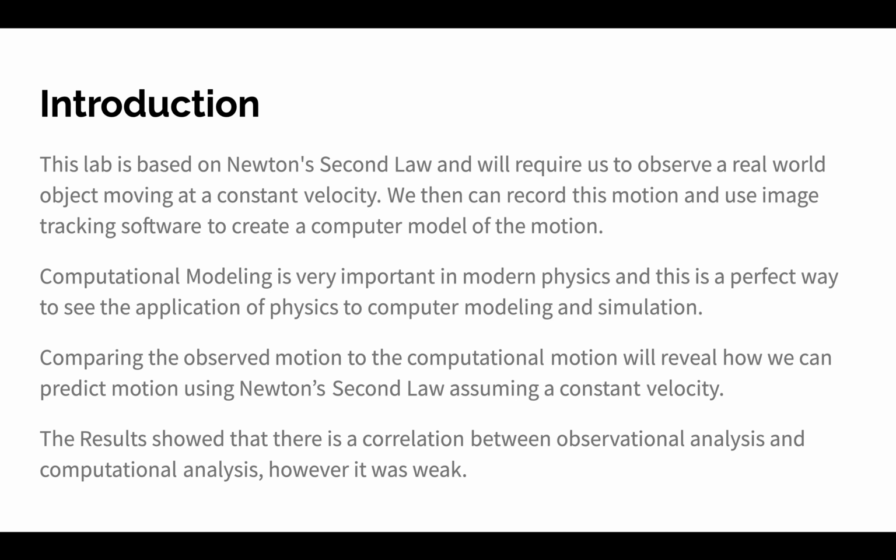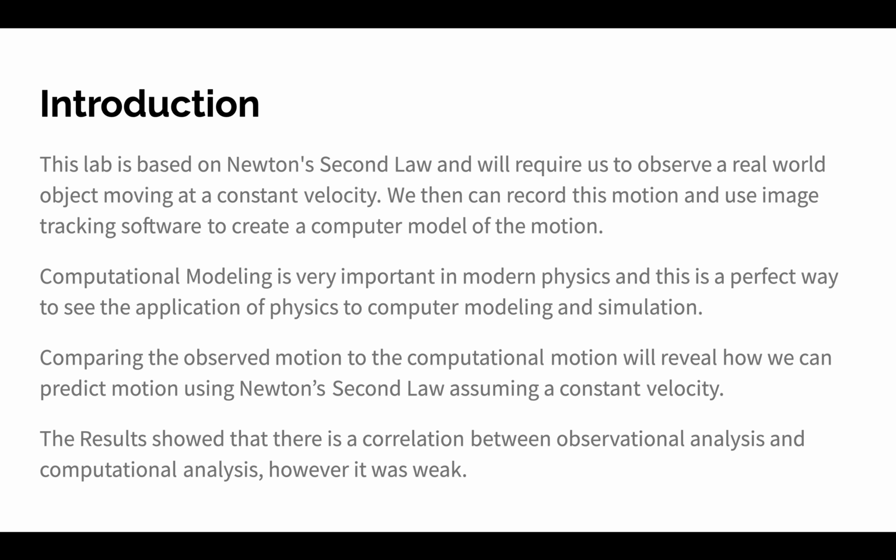This lab is based on Newton's second law and required us to observe a real-world object moving at a constant velocity. We then used a camera to record the motion and an image tracking software to create a computational model of this motion. Computational modeling is an important part of modern physics, and this was a way to introduce us to this concept and the importance of computer modeling.